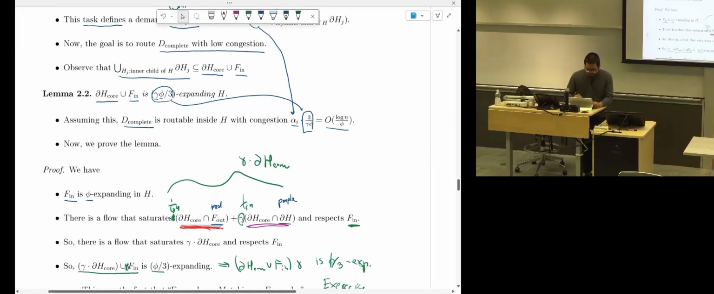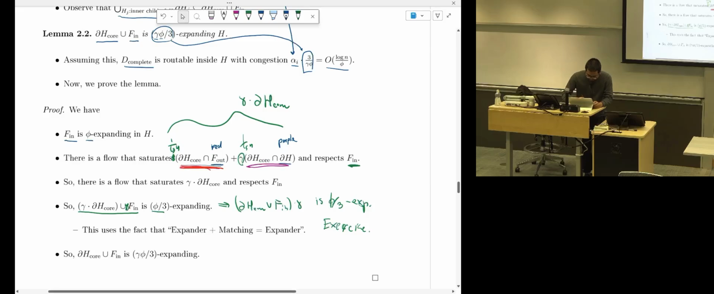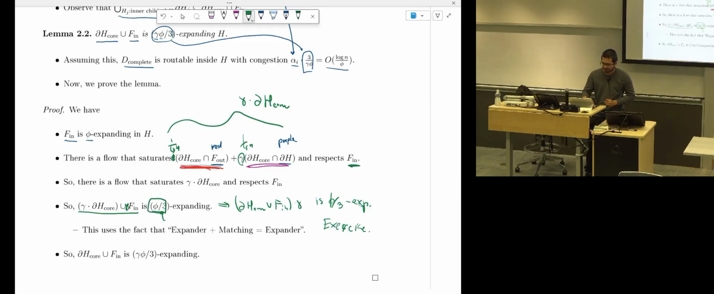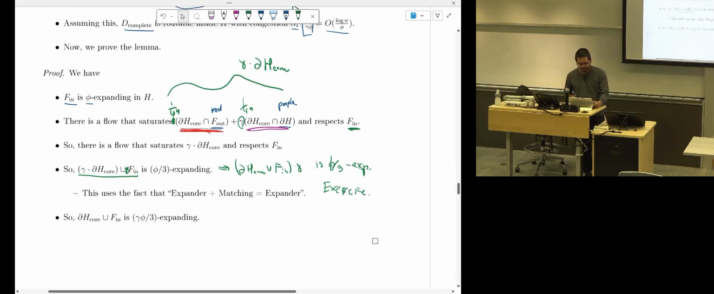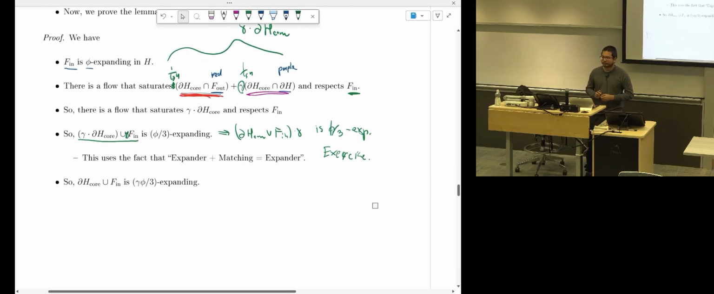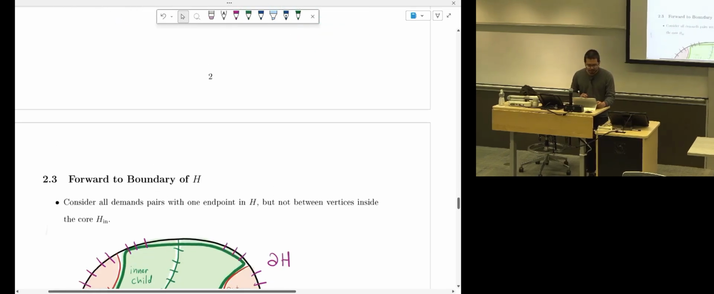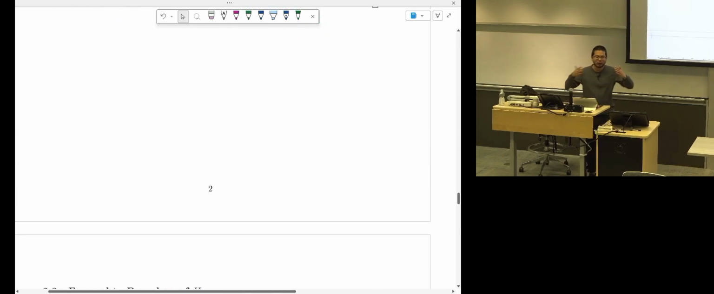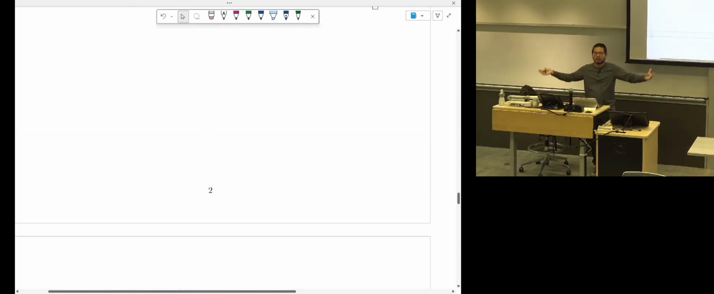The quality might get worse by a factor of 3. Okay, good. So we are done inside the core. Now it's about how to route the rest to the boundary.